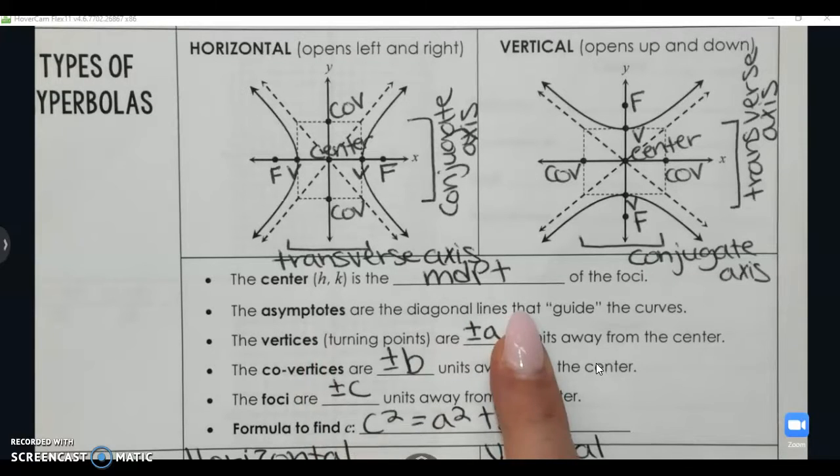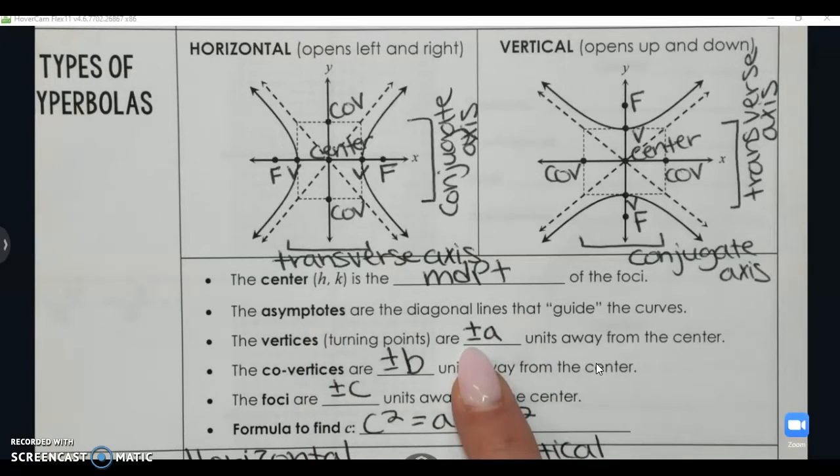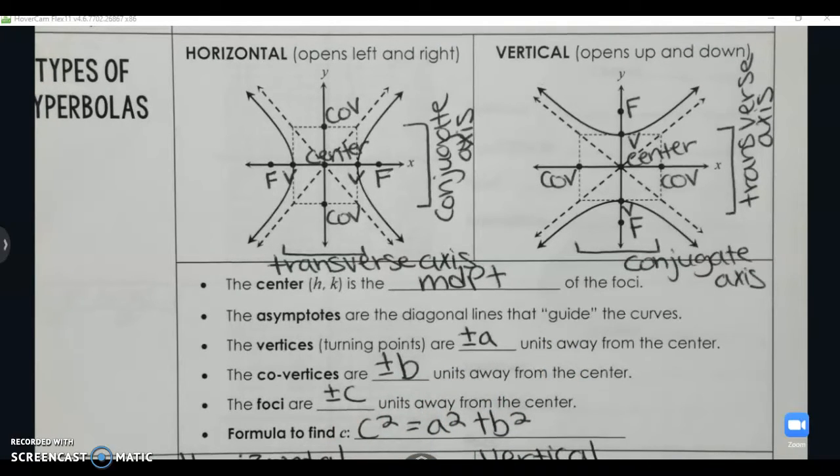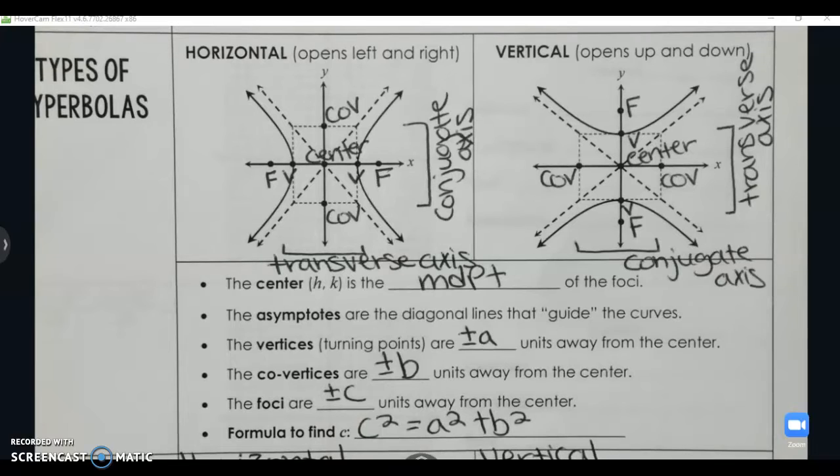We have those slant asymptotes guiding our curves. Our vertices are A away from the center, co-vertices are B away from the center, and the foci are C away from the center. Then one thing that's different from our ellipse is that C squared is equal to A squared plus B squared, not A squared minus B squared as we saw with our ellipse last time.